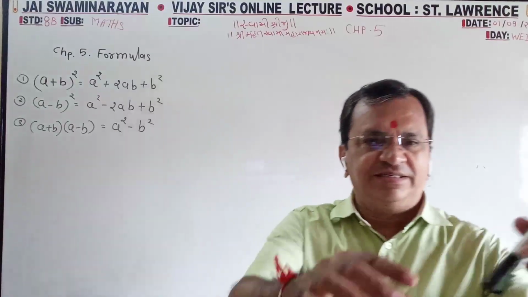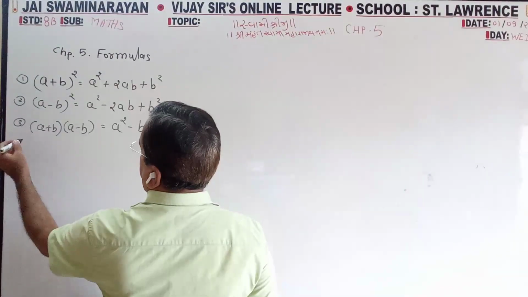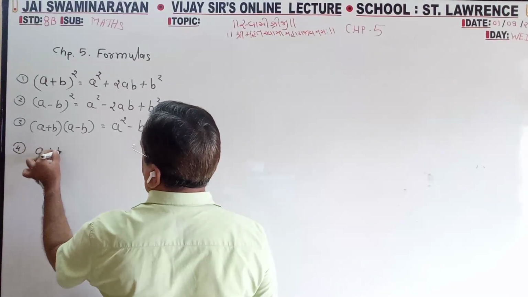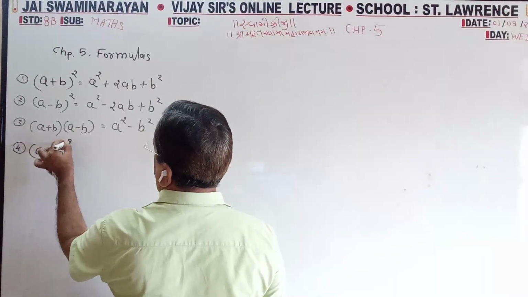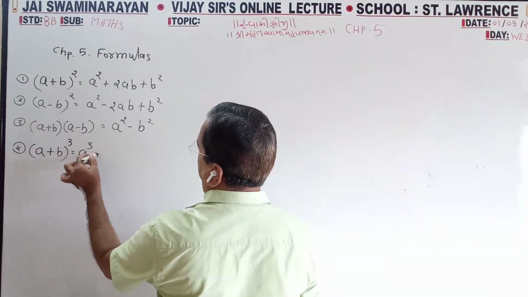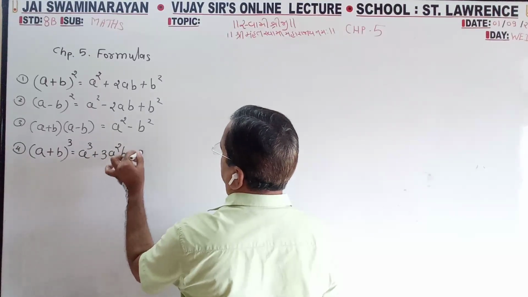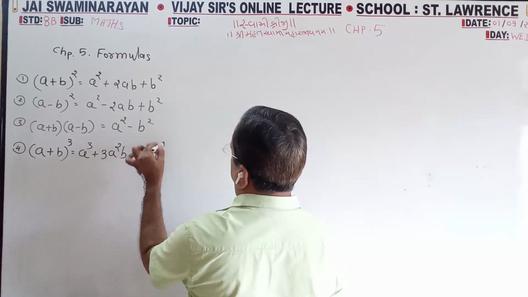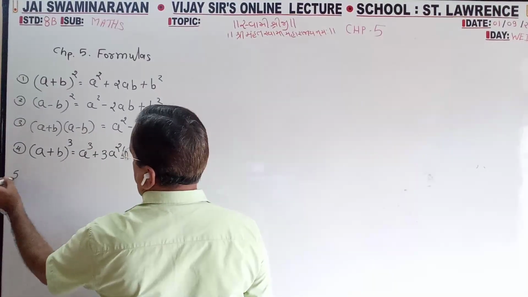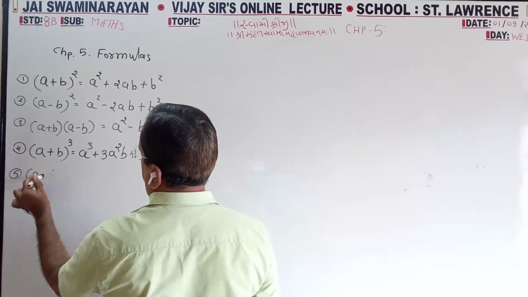And fourth, (a plus b) cube is equal to a cube plus 3a square b plus 3ab square plus b cube. Fifth, (a minus b) cube.